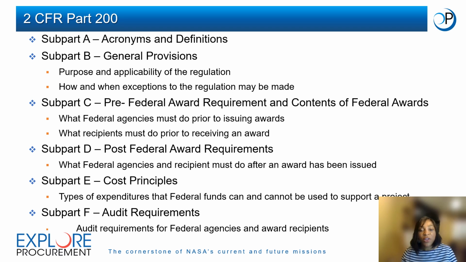Subpart E is your cost principles, and this provides guidance to the recipients on the types of expenditures that federal funds can and cannot be used to support a project. Subpart F is the audit requirements and provides guidance to both agencies and recipients on their roles and responsibility as it relates to audit.